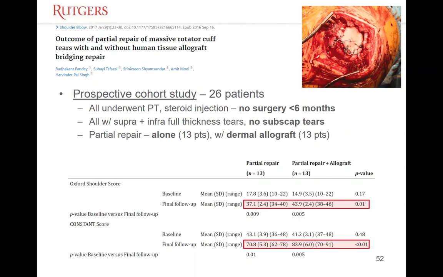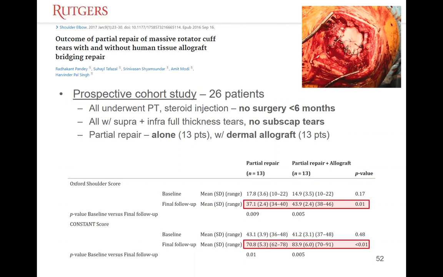At final follow-up, both the Oxford shoulder scores and constant scores improved substantially in both groups. However, the group with the allograft augmentation had significantly more improvement than the partial repair group. The graft augmentation group underwent ultrasound evaluation at 2 years that showed a 30% re-tear rate. However, the tears were all less than 1.8 centimeters and did not affect the measured functional outcomes.